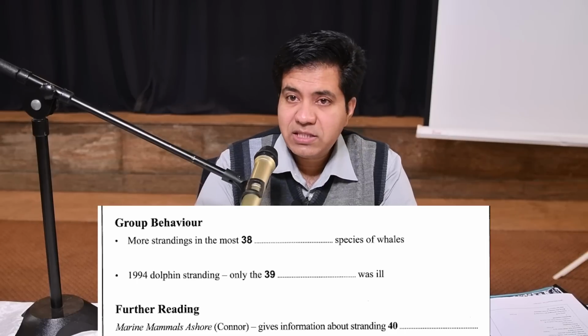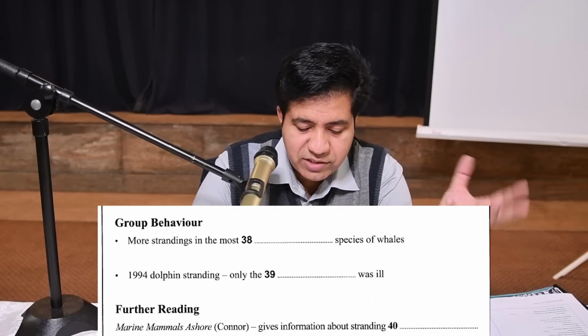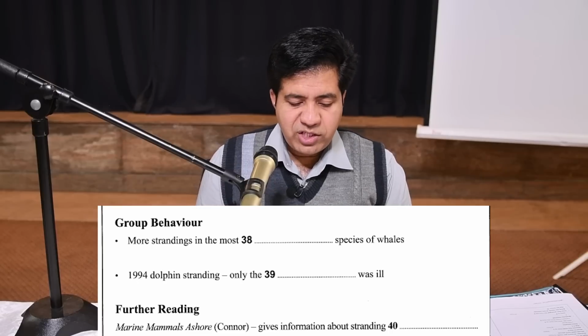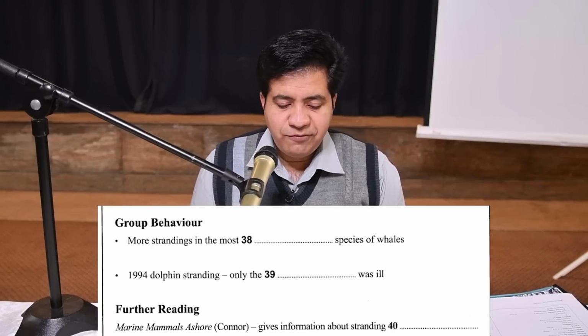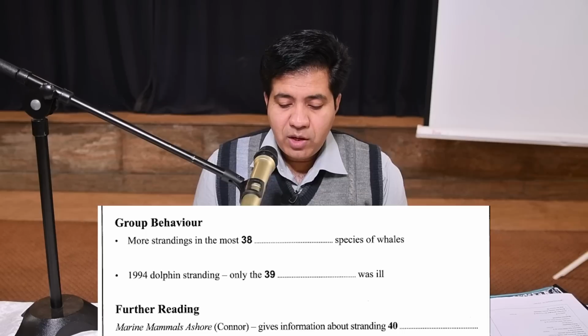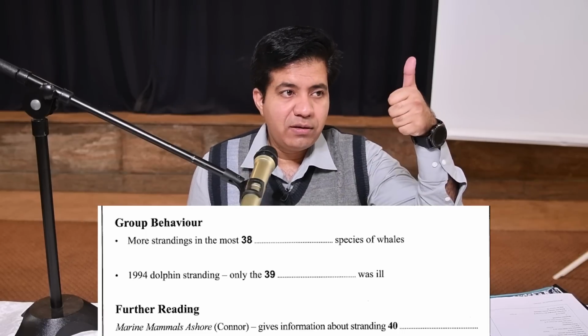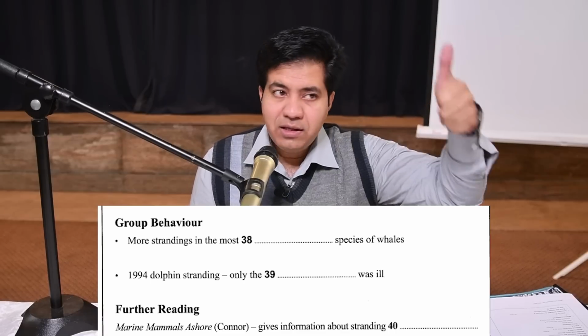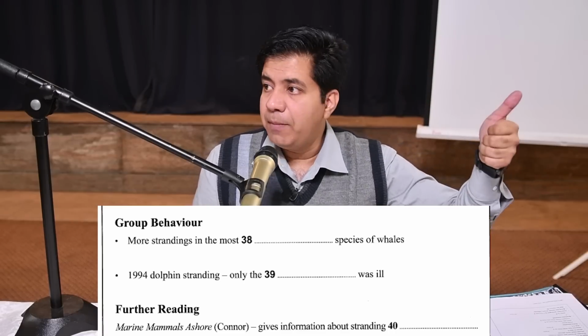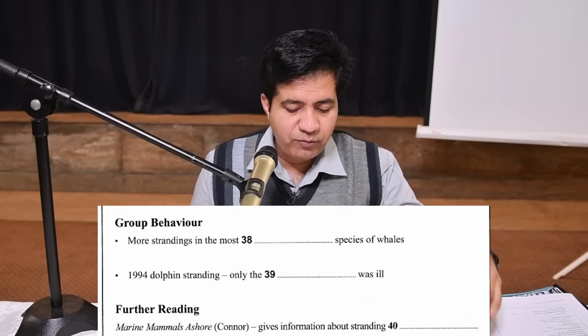So the toothed whales, they are most social and they are the ones that strand more. Okay, question number 39. 1994, dolphin stranding. Only the dash was ill. "Was" means singular. One dolphin among them that was ill. So what was that?